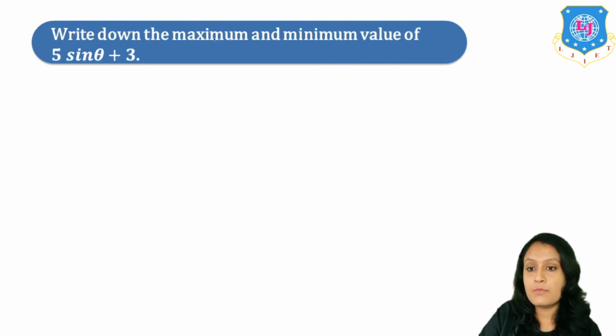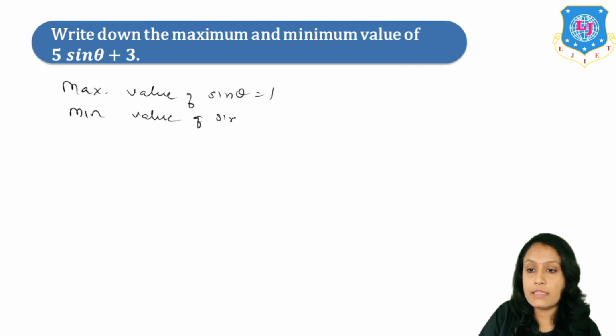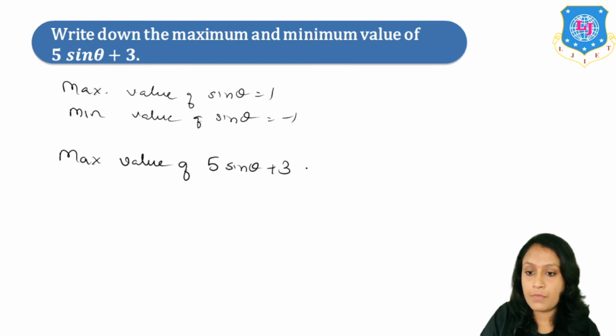Now let's move to the next example. Write down the maximum and minimum value of 5 sin theta plus 3. Now we know the maximum value of sin theta is 1, and the minimum value of sin theta is minus 1. So we will use these values to find the maximum value of 5 sin theta plus 3. Now we know the maximum value is 1.